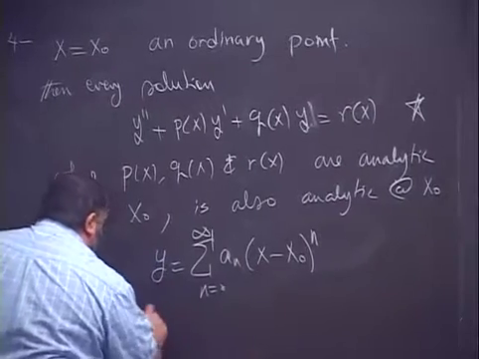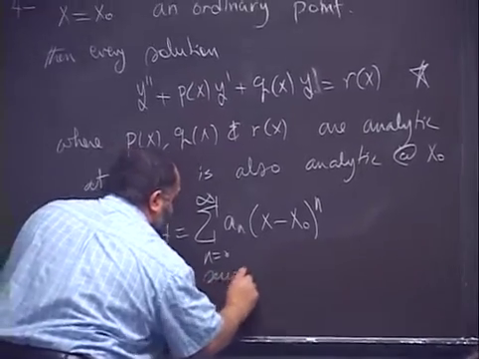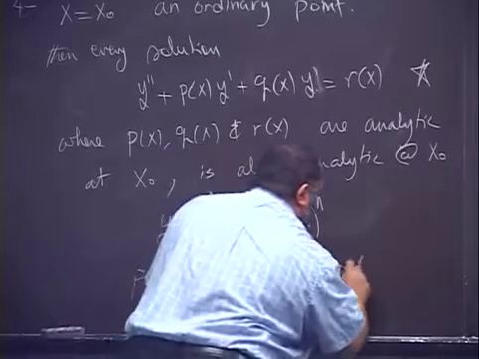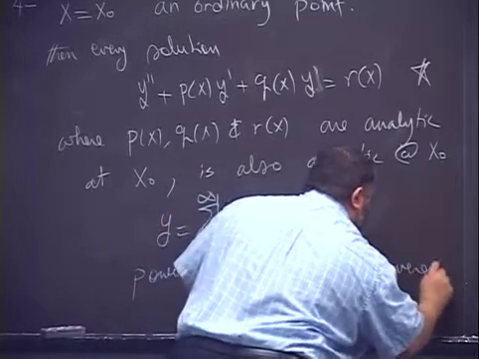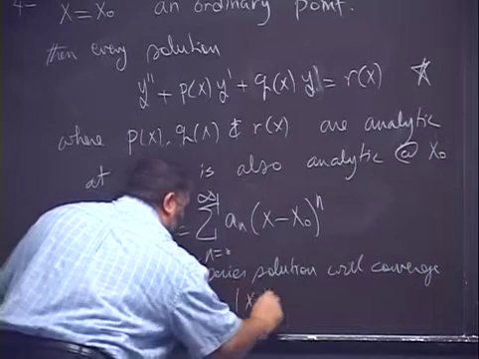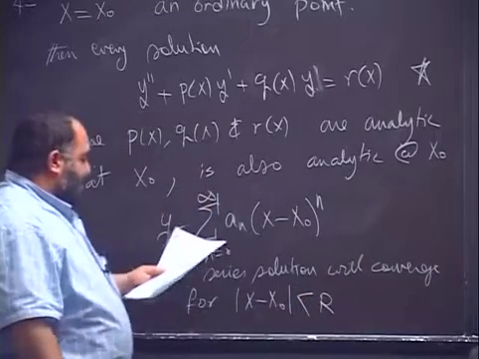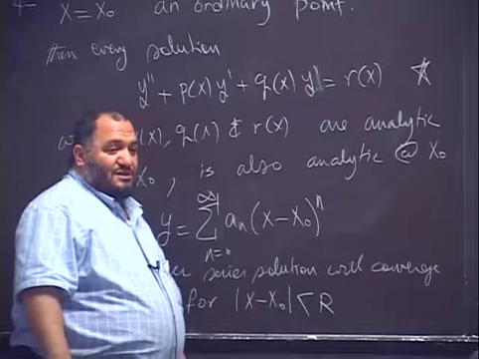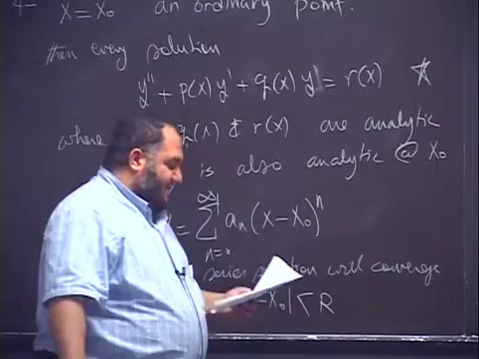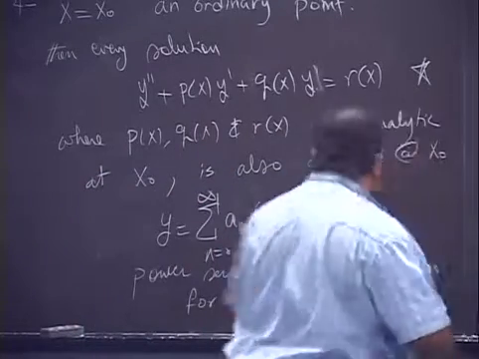This power series solution will converge for the absolute value of x minus x naught less than r, where r, as we took last time, is the radius of what? Radius of convergence for the series. And we defined the radius of convergence of the series last time. Okay, guys? So let's take an example here.